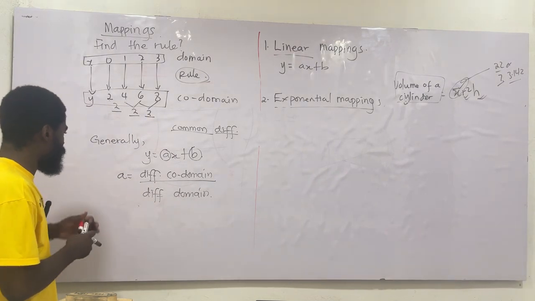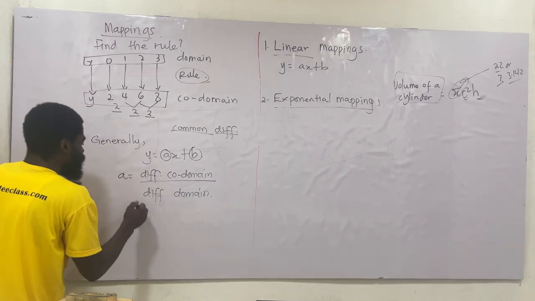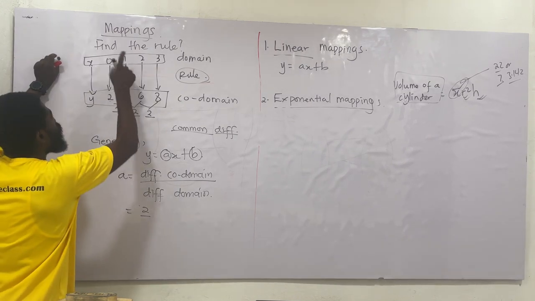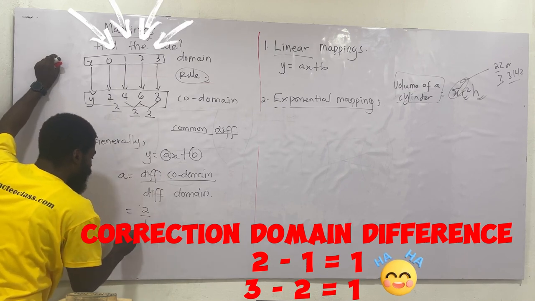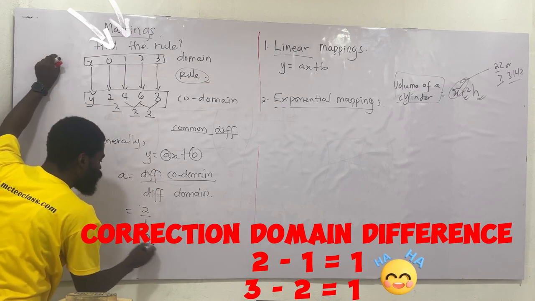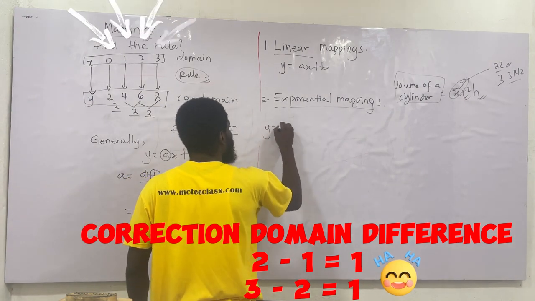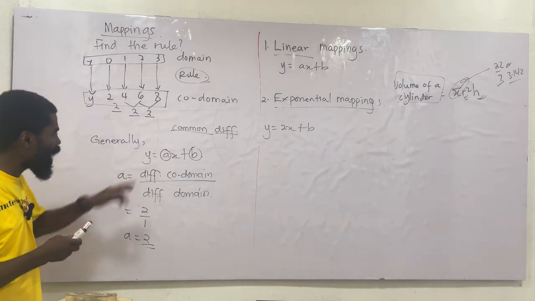Okay, so what is A? We found a difference in the codomain as well, 2. So 2 over, what, the difference in the domain? 0 from 1 is 1, 1 from 2 is 2, 2 from 3 is 3. So I have 1. Therefore, A equals 2. Now we have A equals 2, then our rule is now making sense by saying that Y equals 2x plus what? B. Why am I saying 2x plus B?